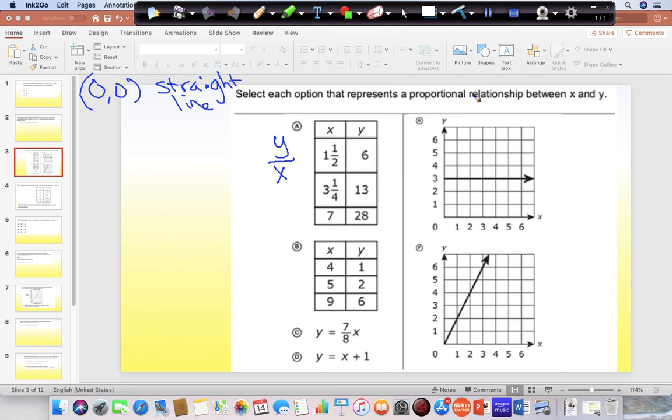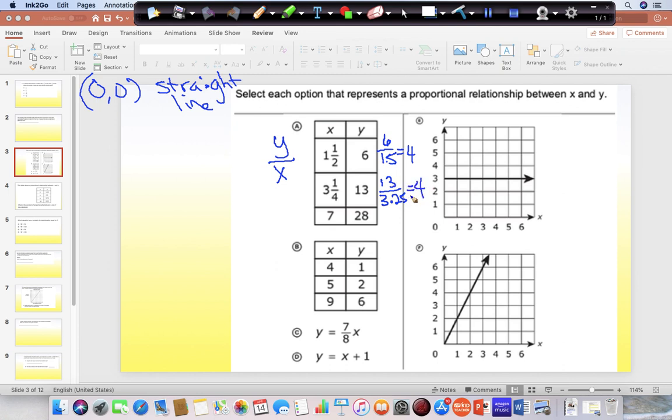So 6 divided by 1.5 is 4. So we'll do it maybe this way. 6 divided by 1.5 is 4. 13 divided by 3.25, which is 3 1/4 as a decimal. 13 divided by 3.25, this is 4.